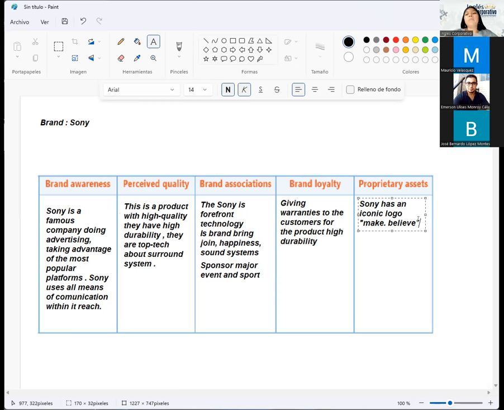Also, something that is proprietary asset for Sony is going to be the PlayStation brand. They have a lot of consoles, accessories. The PlayStation brand that they have. Also, something that is really proprietary is going to be Sony Music and Sony Pictures. They have music and film industries. They have a lot of.